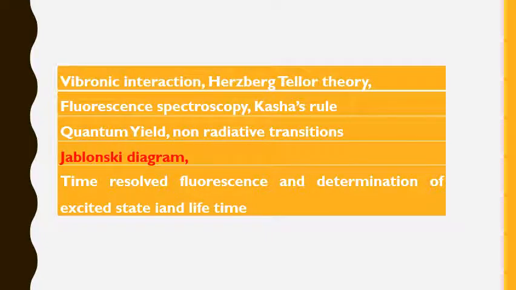In the previous lectures, we have discussed vibronic interaction, Herzberg-Teller theory, fluorescence spectroscopy, and Kasha's rule. Then we discussed quantum yield and radiative transitions. Now we are discussing Jablonski diagrams, the diagrams for fluorescence spectrum.